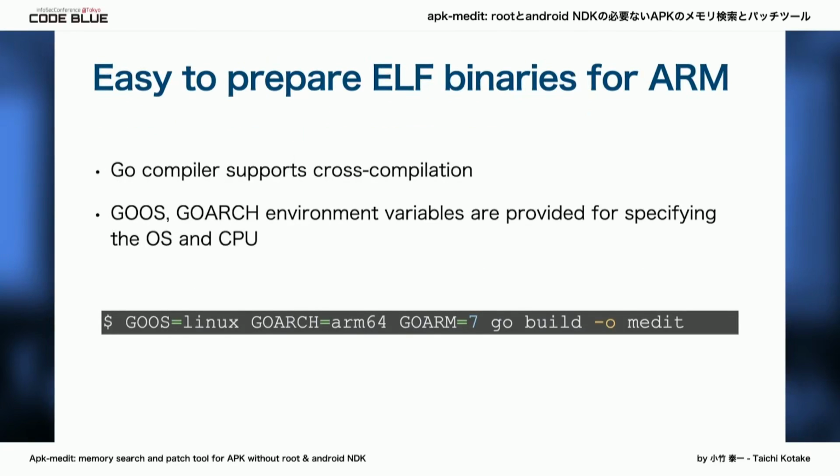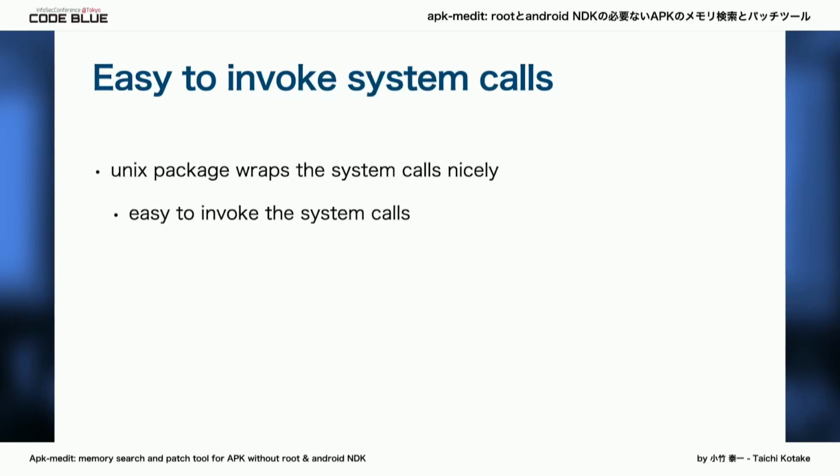First, easy to prepare ELF binary for ARM. Go compiler supports cross-compilation. Go provides environment variables for specifying the OS and CPU. Second, easy to invoke system calls. Golang has a Unix package that wraps the system calls nicely and makes it easy to invoke the system calls.